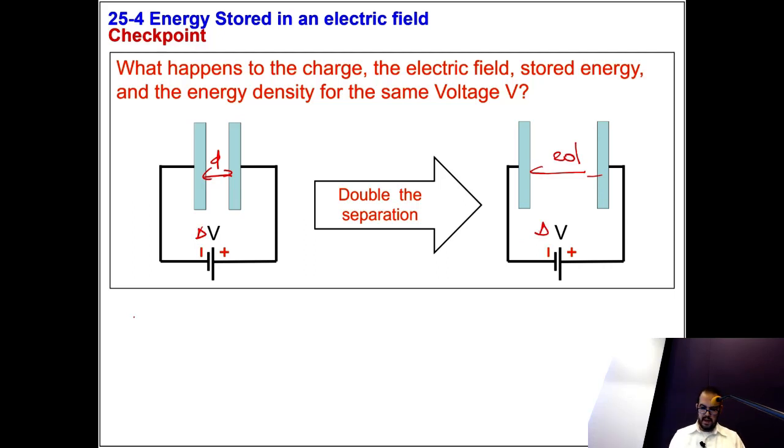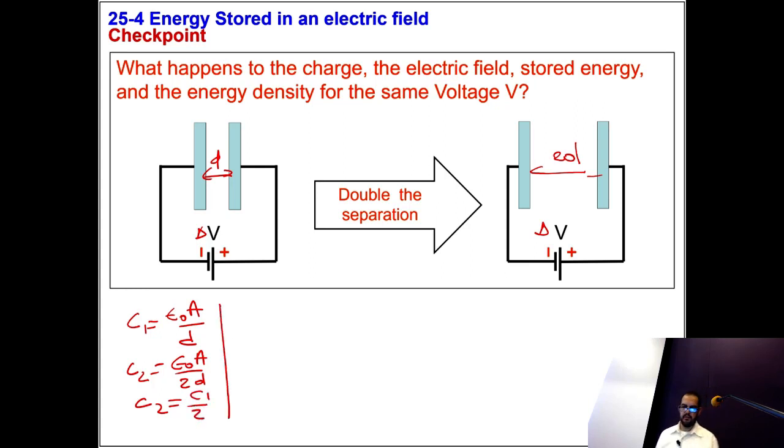So let's look at the capacitance. C1 is epsilon 0 A over D. C2 is epsilon 0 A over 2D. So C2 is equal to C1 over 2. What happens to the charge? Will the charge change or not? It will change, because the potential is the same, the capacitance varies, and Q is equal to C delta V, so the charge will have to change.